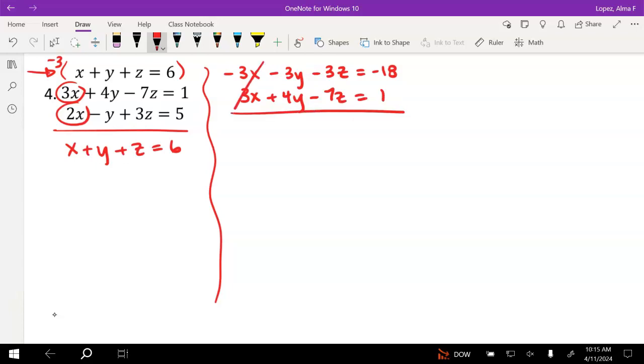The x's cancel, that's what I wanted to happen. I get y minus 10z equals negative 17.